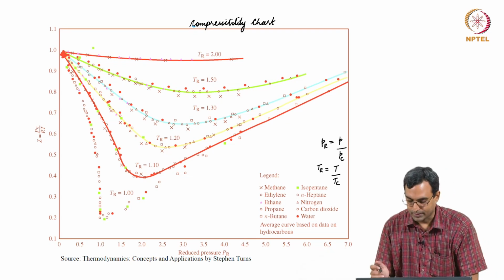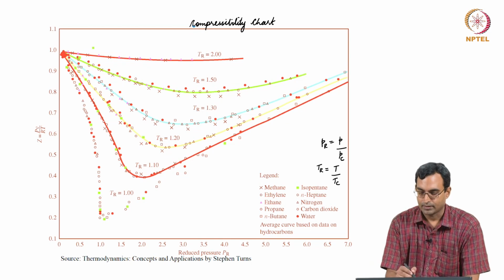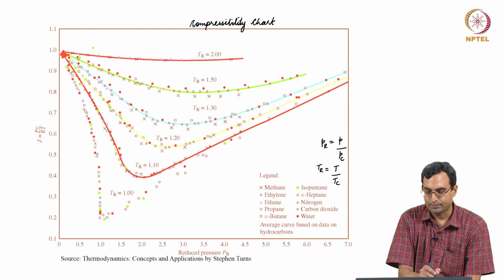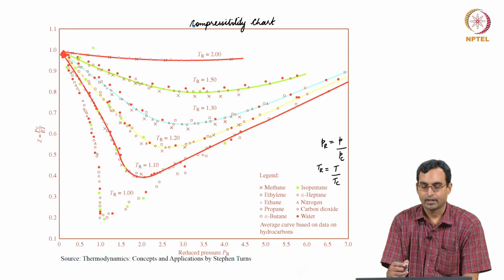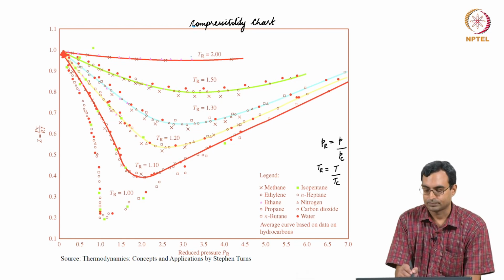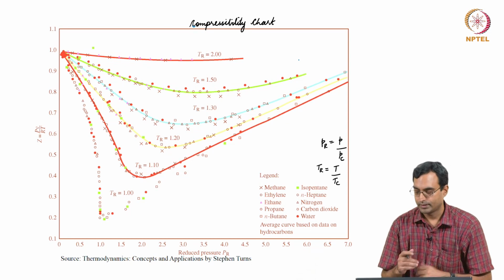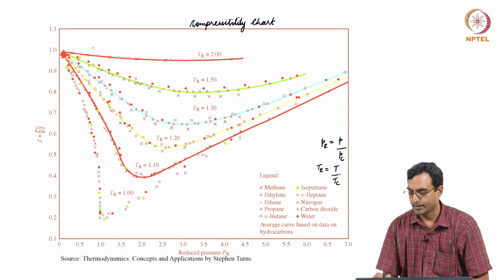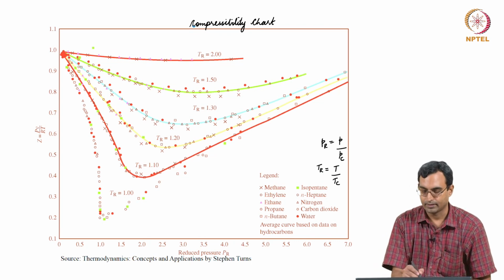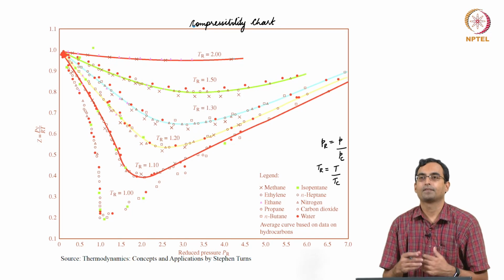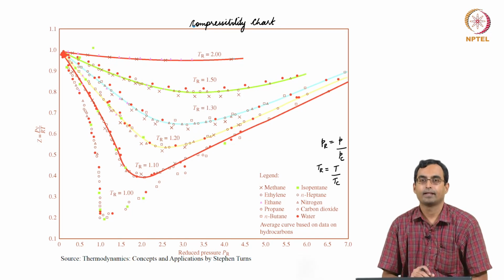What we also see is that if we go to high temperatures, for example TR equal to 2, irrespective of what the pressure is, whether we are on the left of this curve or right of this curve, we are close to the value of 1. So, if the temperatures are about twice the critical point, we said TR is T by Tc, so if TR is about 2, which is this red curve, irrespective of what the pressure is, the gas behaves in a more or less ideal fashion.